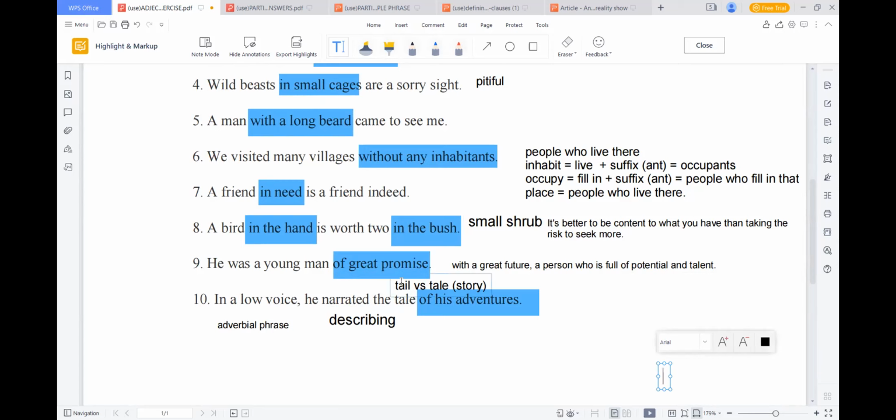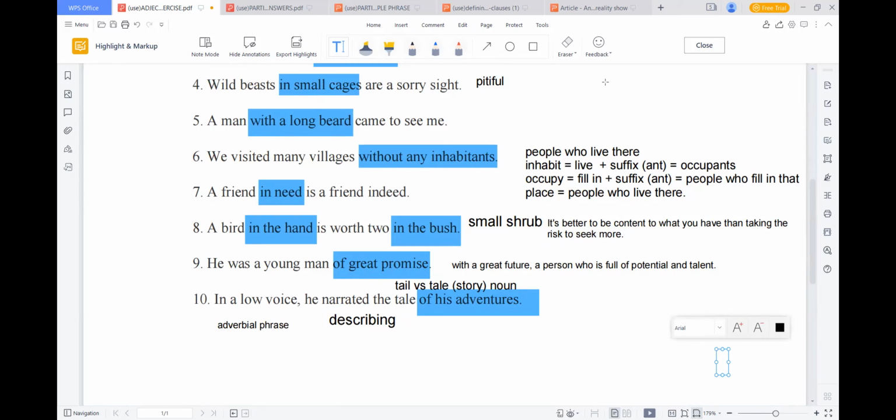Adjective means to describe a noun. Tale is a noun, so you need to look for something that describes a noun. Okay, you got it? Hannah? All right, so this is called the adjective.